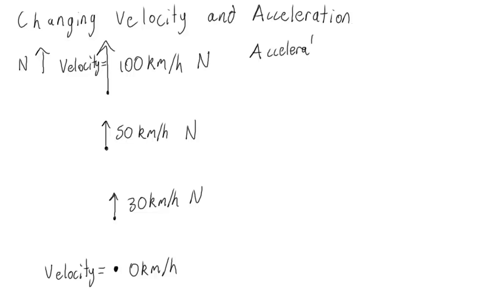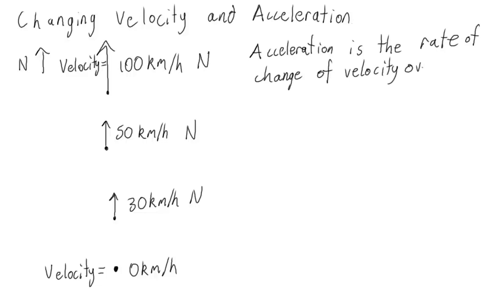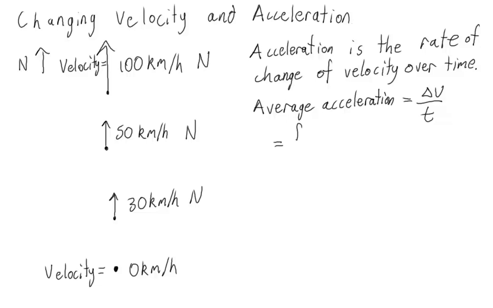The acceleration of an object is the rate of change of the velocity over time. Therefore, the formula for acceleration is: acceleration is equal to the change in velocity divided by the change in time. The average acceleration over a motion can be calculated as average acceleration equals (final velocity minus initial velocity), all in brackets, divided by the time interval.